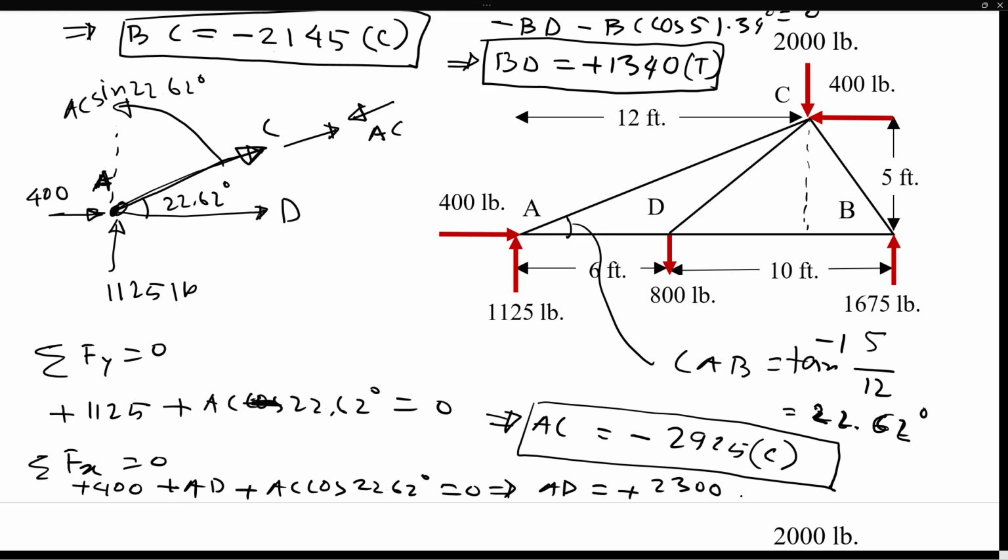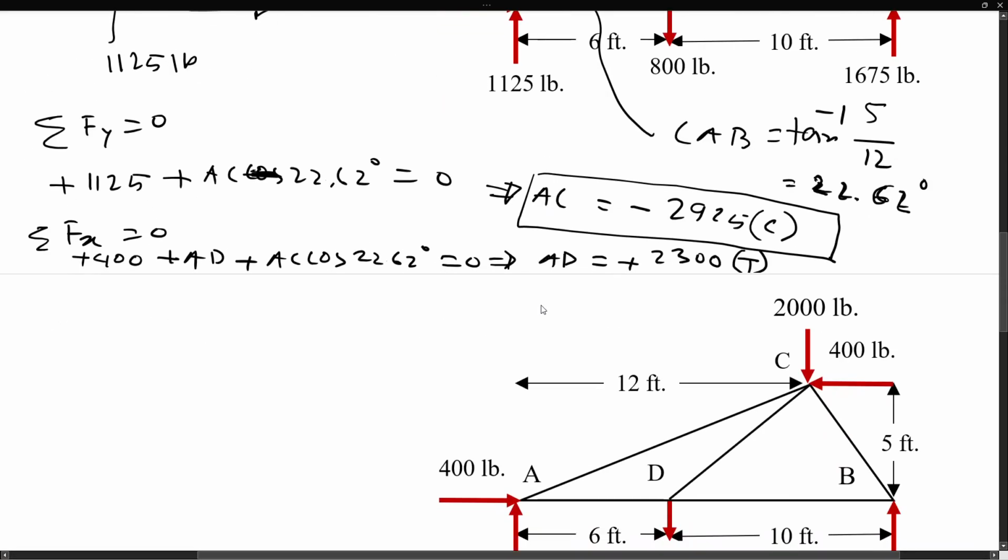2300 pound. Now, again, positive negative is not really a big deal here. The question is whether this member is in tension or compression. Now, we're looking at point A. If that force is pulling point A, originally we assumed in the direction from A to D, so it looks like it is pulling that point A, so this will be in tension.